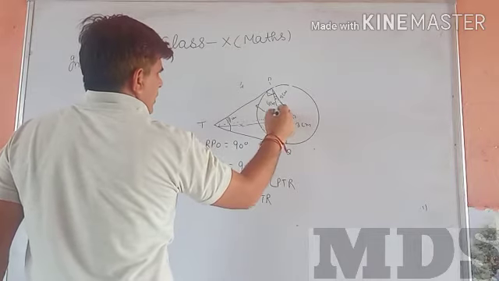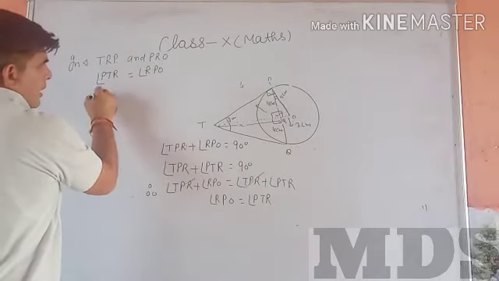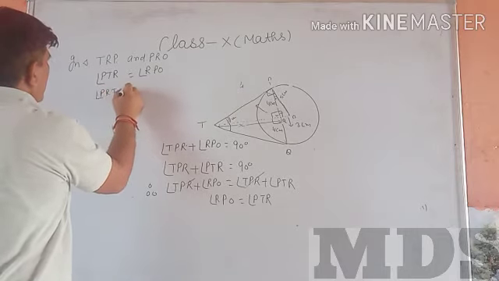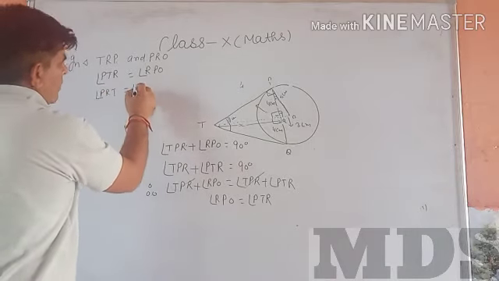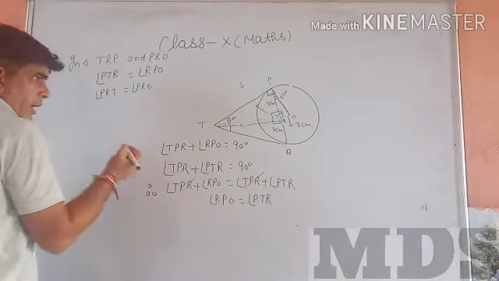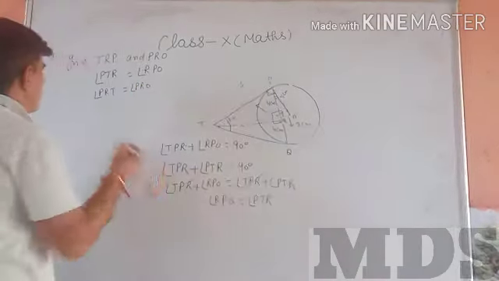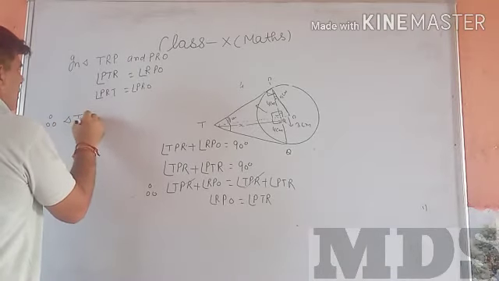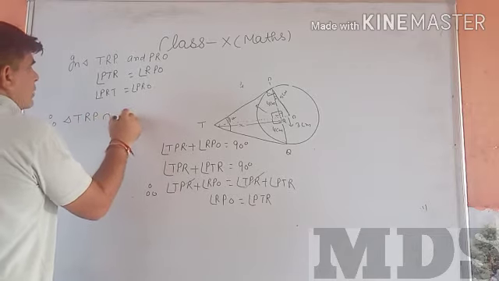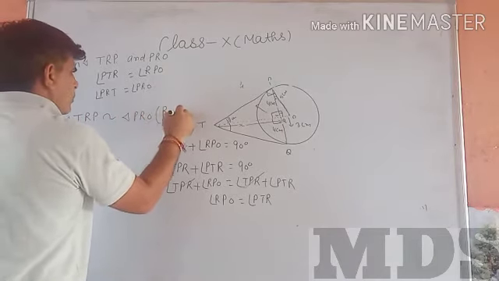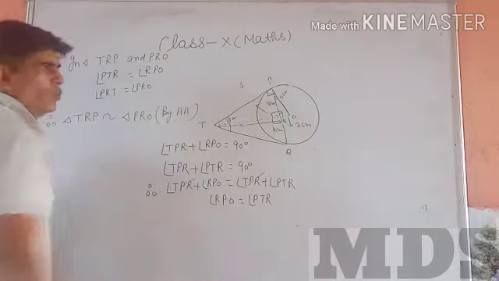This is 90 degree, this is 90 degree. Angle PRT is equal to angle PRO. So two angles are equal, it means the third angle is also equal. Therefore, triangle TRP is similar to triangle PRO by what? By the AA similarity rule.